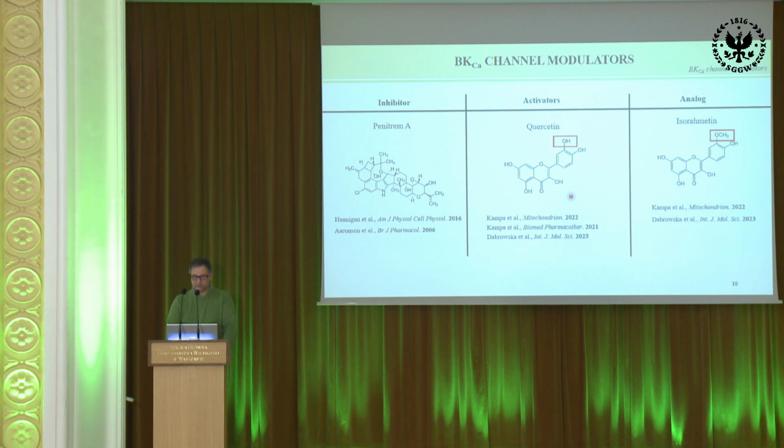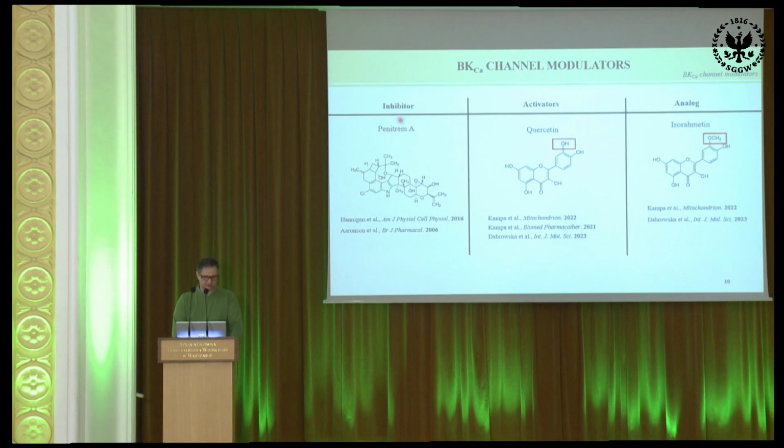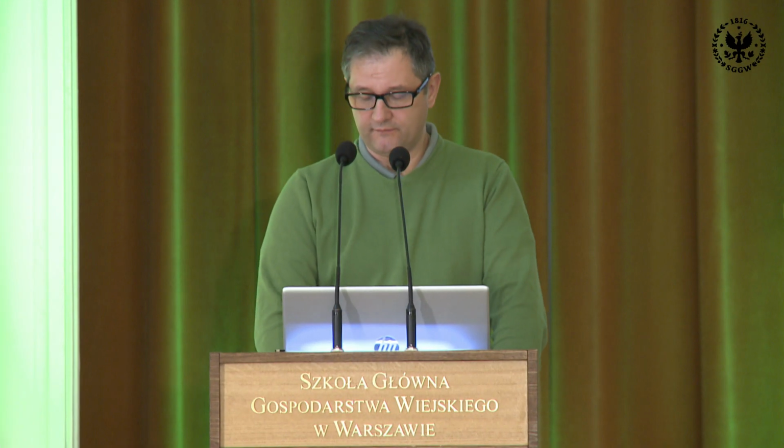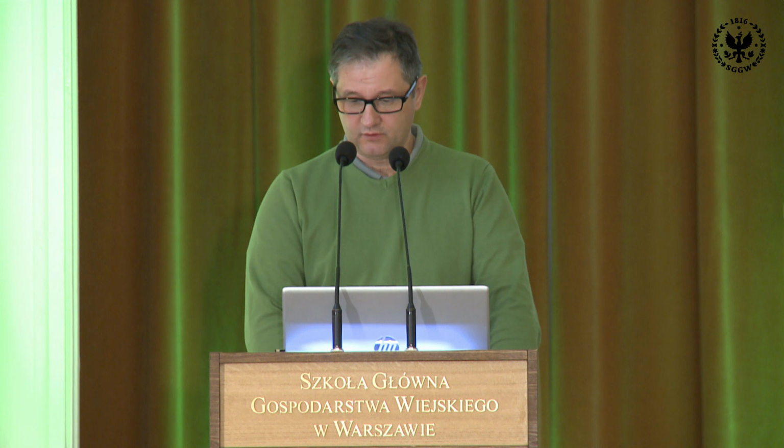Also, during the experiments which I would like to show you, I will use some inhibitors of the channels like paxilline. We also use quercetin as an activator of the BK channels, and for some control experiments we use isorhamnetin. The difference between quercetin and isorhamnetin is a methoxy group in the 3 prime position of the B ring of the molecule.